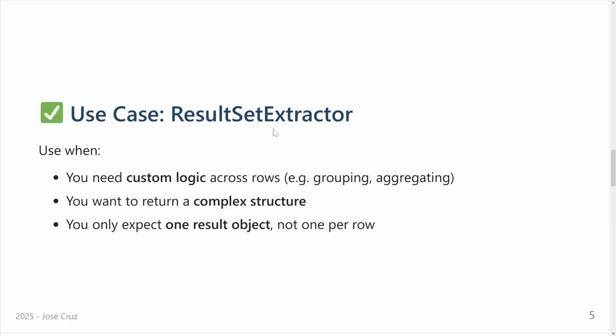Let's see the common use case for this. So you need custom logic across rows. You want to do something with all the rows. Maybe you want to sum, you want to extract something, you want to transform a set of rows, you want to create maps or group rows in a way that you cannot do using SQL. So you want to return a complex structure. You only expect one result object, not one per row.